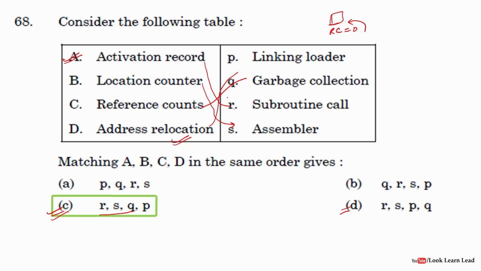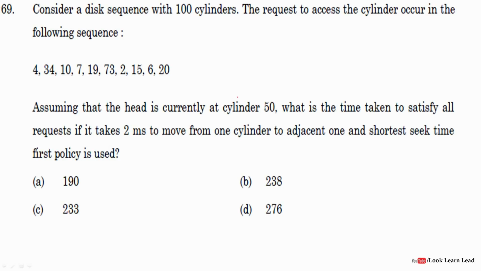Okay, next question. Consider this sequence with 100 cylinders. The requests to access the cylinders occur in a certain order. In the following sequence, we have been given a sequence, and the head is currently at cylinder 50. What is the time taken to satisfy the requests?